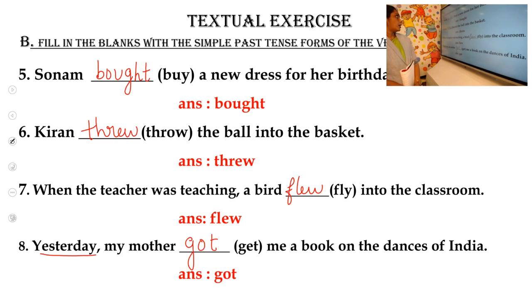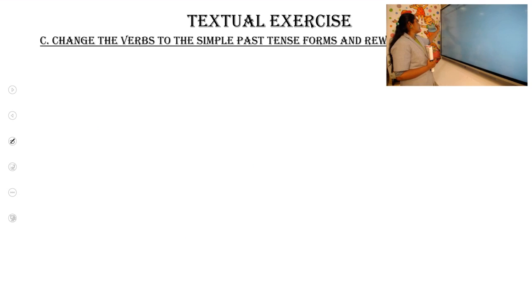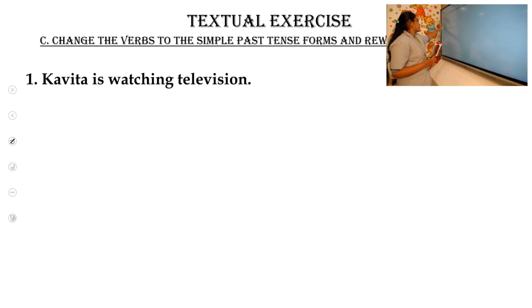Okay, children, I hope you completed the exercises. Next we will move on to exercise number C, page number 45. Change the verbs to the simple past tense forms and rewrite the sentences.